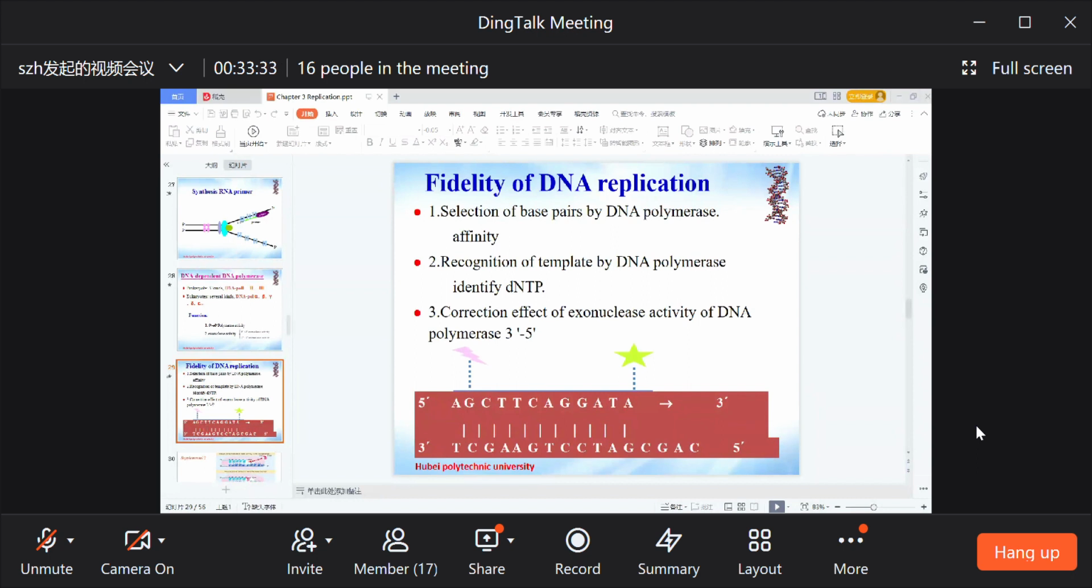And polymerase 2 in prokaryotic organisms pays attention to the polymerase activity only under emergency conditions and takes part in the emergency repair of DNA damage, without the 5' to 3' exonuclease activity. Mainly we study polymerase 3.